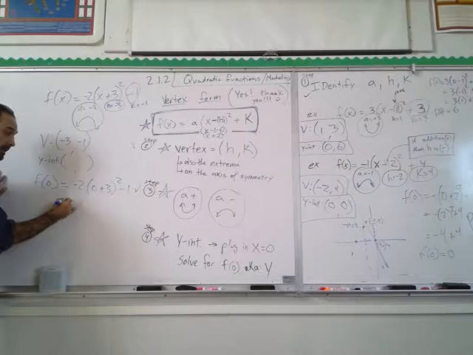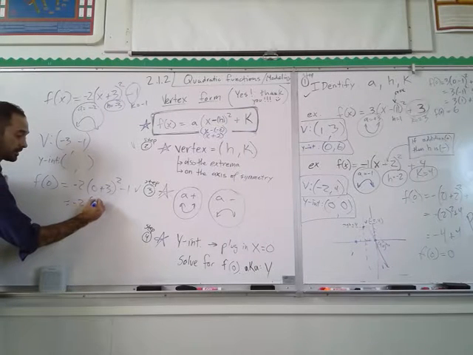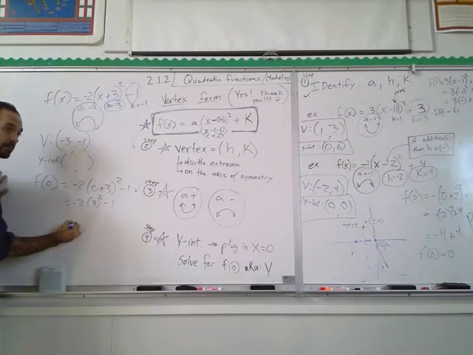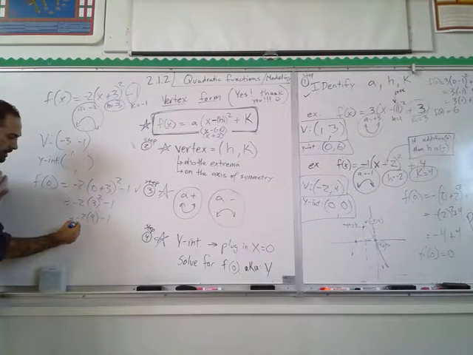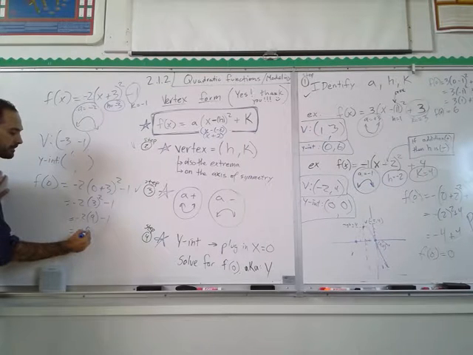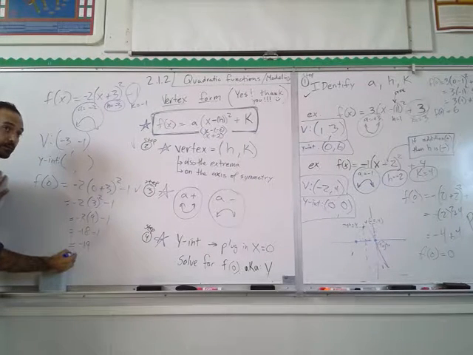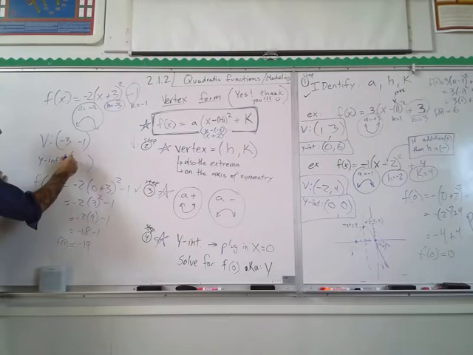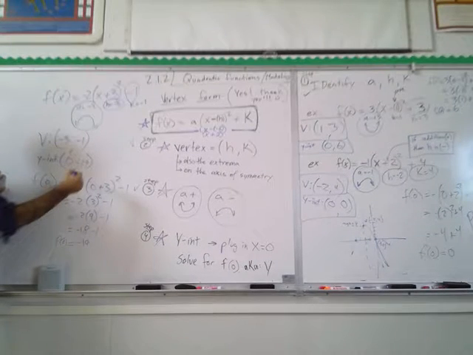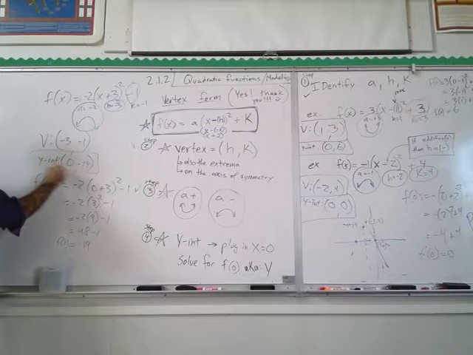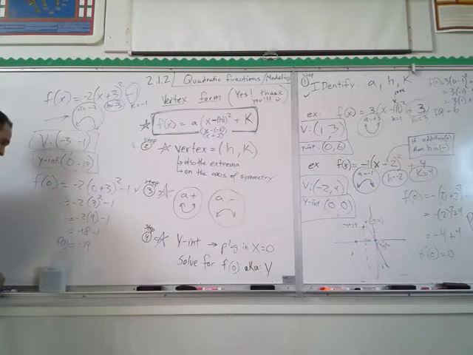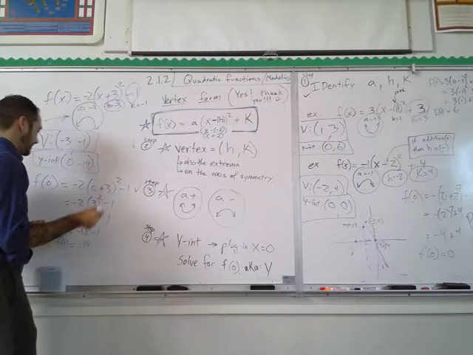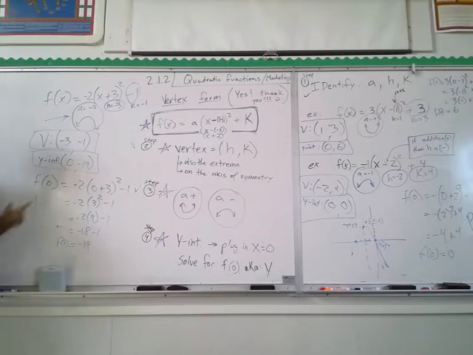Negative 18 minus 1 is negative 19. So I just figured out that the y-intercept is at (0, -19). We got that. We know it's that, so we can grab that really quick. Y-intercept, negative 19.